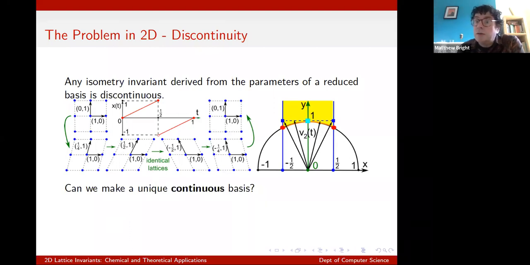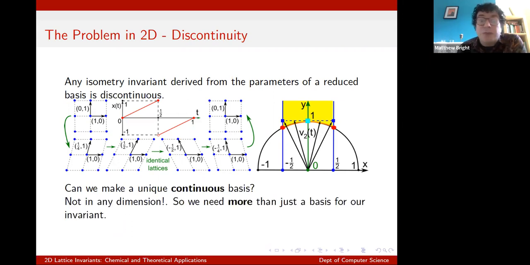Can we just pick a reduction that will do this for us? Maybe we just pick the wrong reduction. As it turns out, we can't. As far as we know, that holds in dimension 2. It certainly holds in dimension 3. This has been proven. So we need more than just a basis for our invariant.